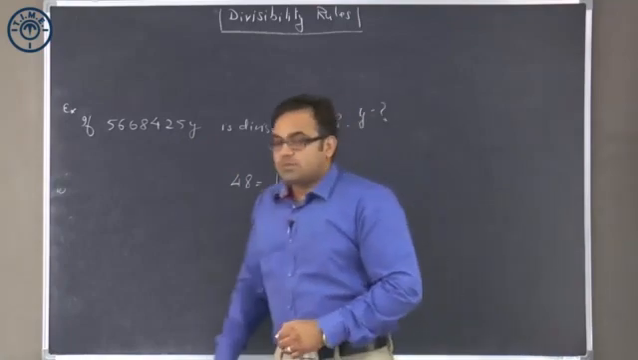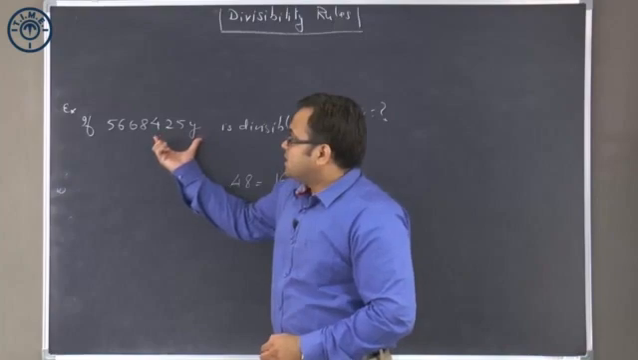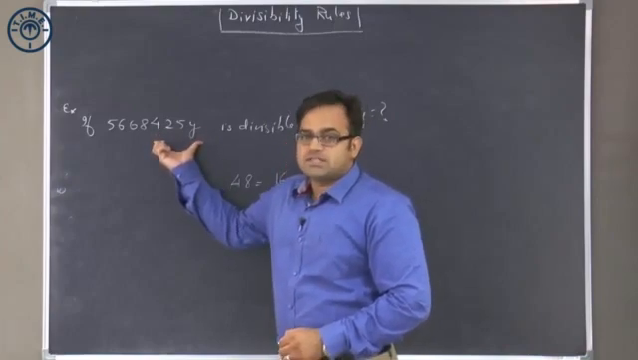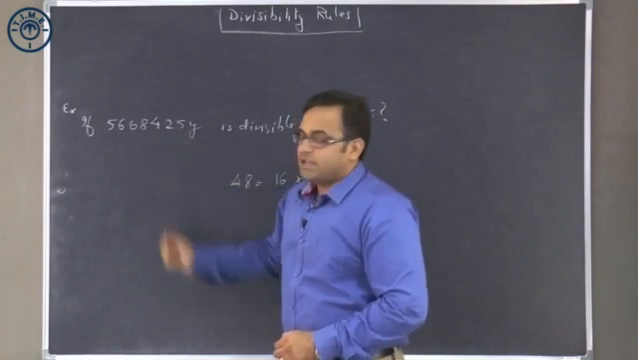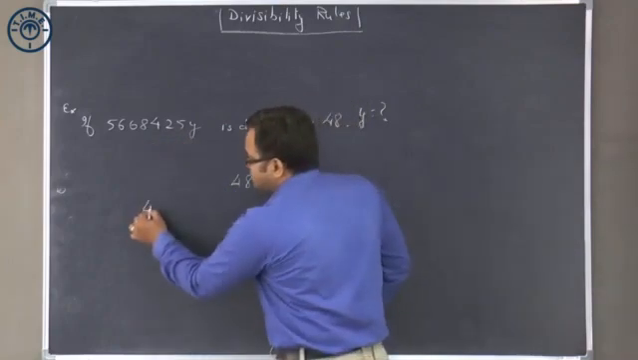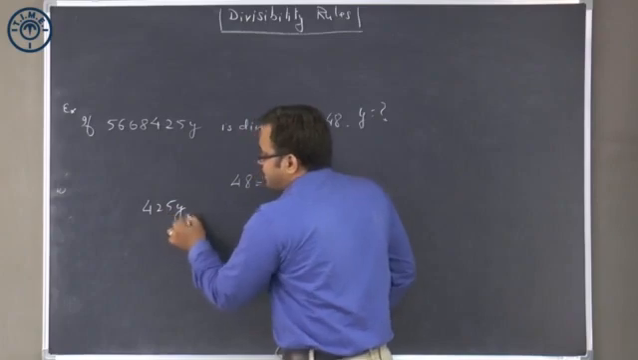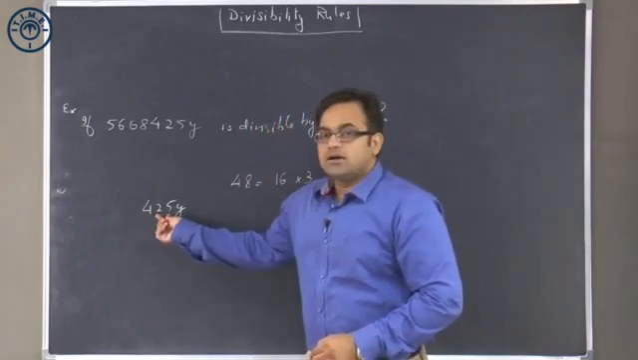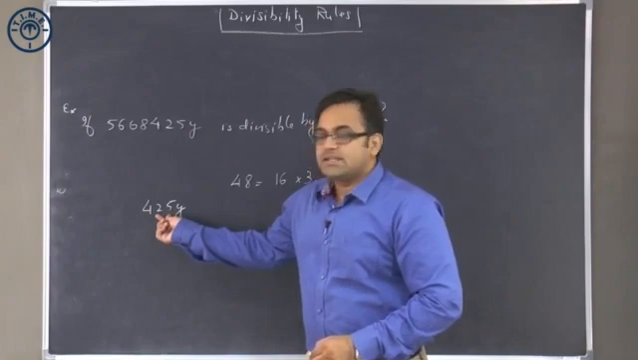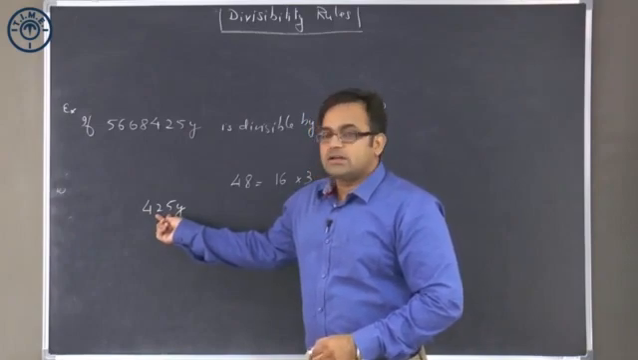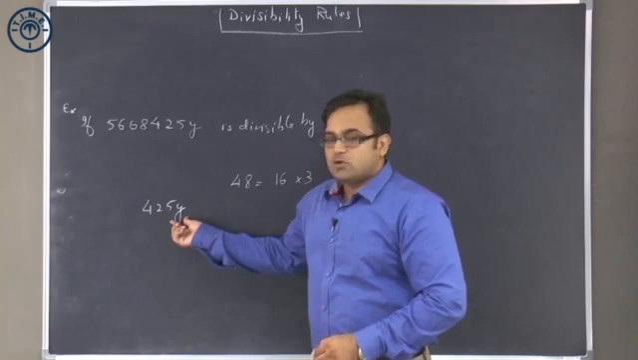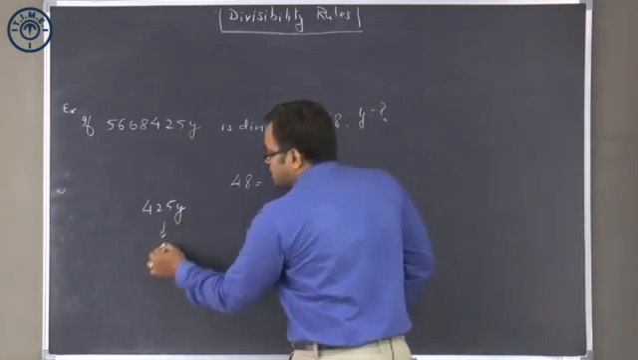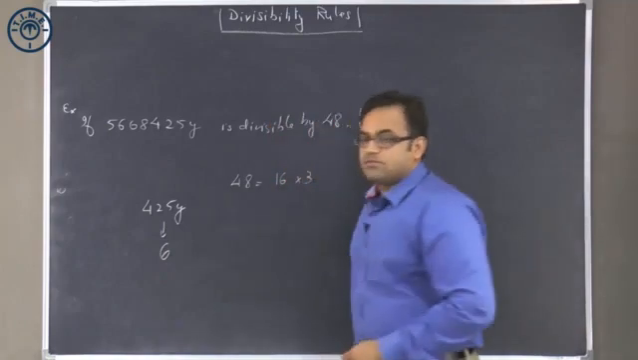If the number is divisible by 16, that means the number formed by the last 4 digits of the number should be divisible by 16. So 425y is divisible by 16. 16 times 2 is 32, 16 times 6 is 96, remainder is 9. That means that y is equal to 6, so that this becomes 96. If y is equal to 6, that is the only possibility from here.